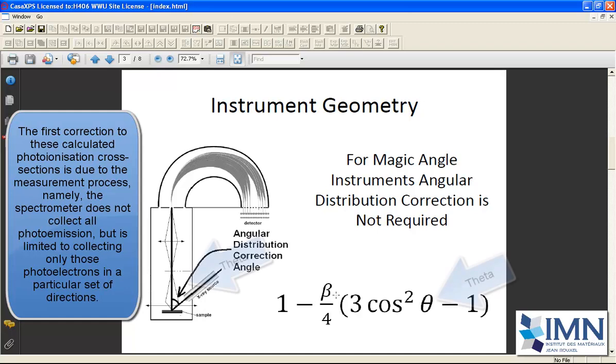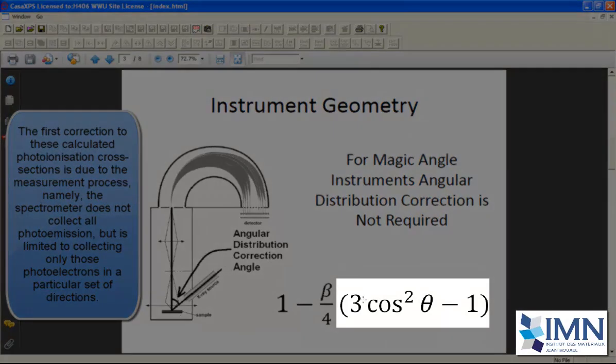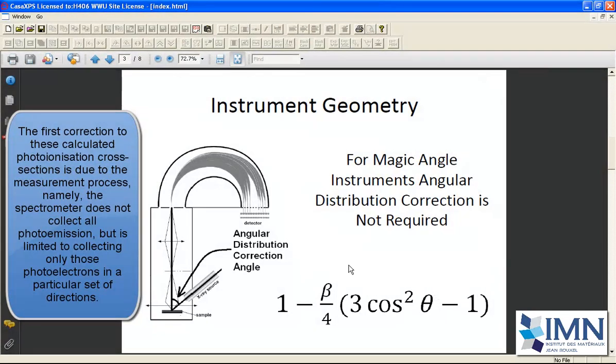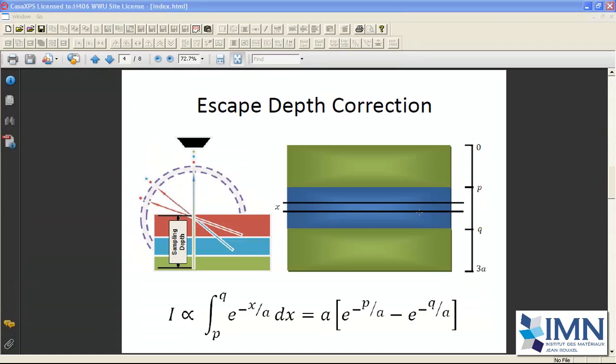And there is an expression here and a calculated value, this beta, that depends on physics. This angle theta here enters into the calculation in terms of this polynomial in terms of cosine theta. If we choose the angle between the X-ray source and the axis of the analyzer to be the so-called magic angle, then this term vanishes and we don't have to consider this as part of the calculation of the peak intensity. The intensity of the oxygen 1s signal will be influenced by the sample itself.